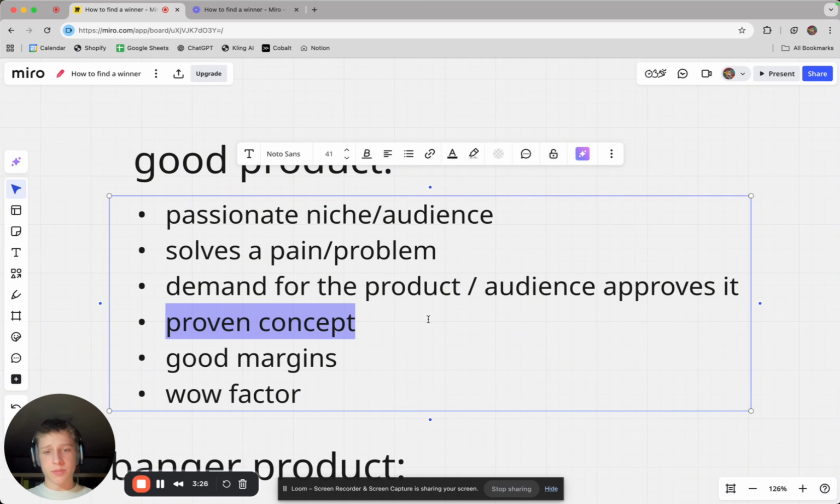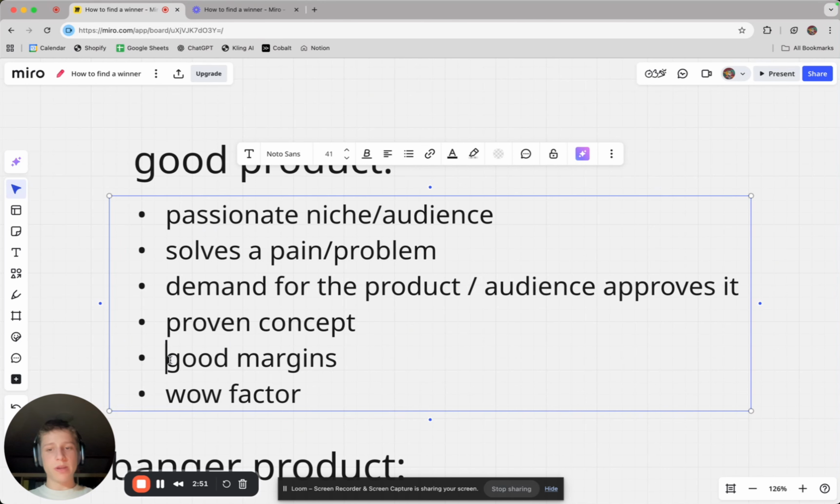Then, proven concept. If you find a product on AliExpress and you just decide to run it without any proven concept, it's probably going to just flop, because you don't have any data to support it's a winner. The next thing you want to have is good margins, because if you have 10% margins, what's even the point of running it? That's like saying if you make 1K, you only make $100 profit.